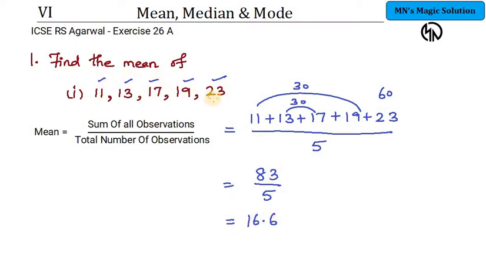So what is the mean of this set of 5 data? It is 16.6. Mean can be represented as x bar. So you can either write mean is equal to, or x bar is equal to 16.6.